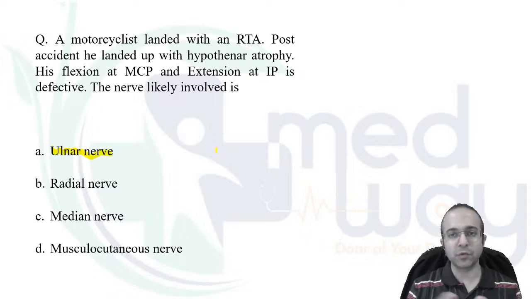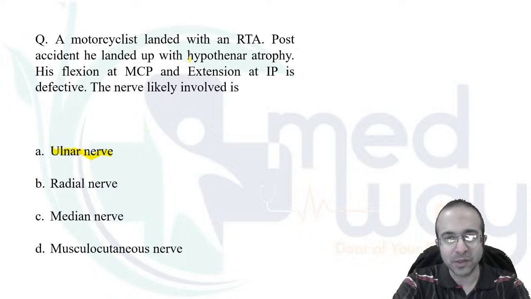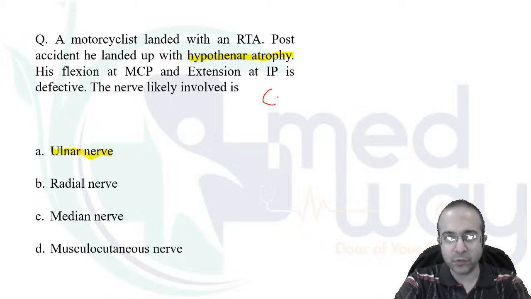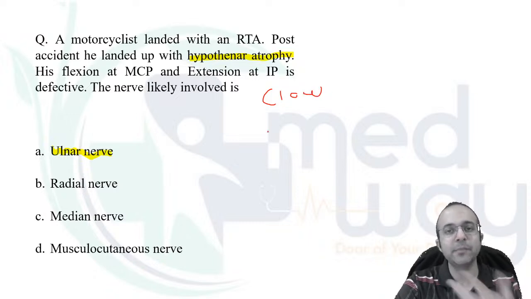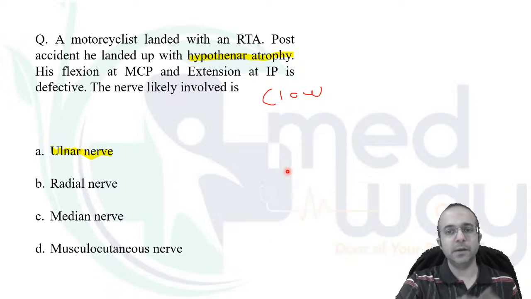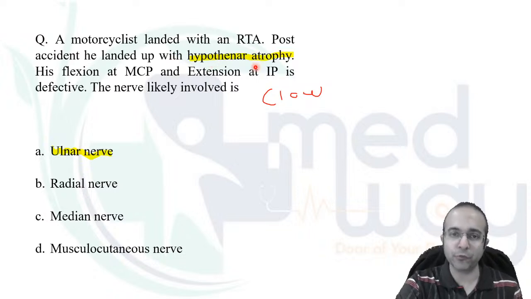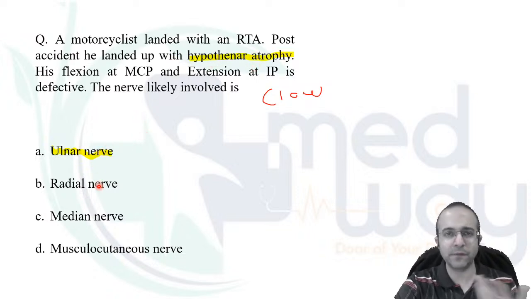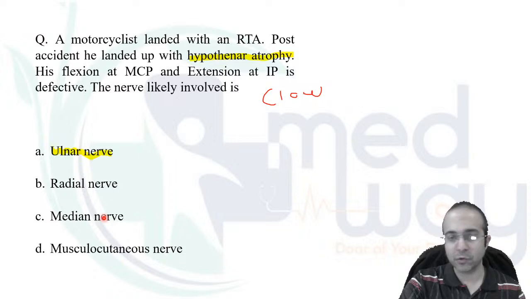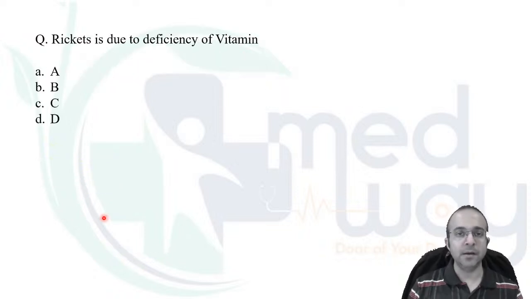Clear with that? Clawing was telling you the whole story, and perhaps this hypothenar atrophy was also telling you the whole story. You could see that the examiner had mentioned clawing and hypothenar atrophy, so everything is telling you this is a case of ulnar nerve. Radial nerve would have given you wrist drop, and median nerve would not have allowed flexion of the fingers, those kinds of scenarios. So without any issue, the answer was ulnar nerve.